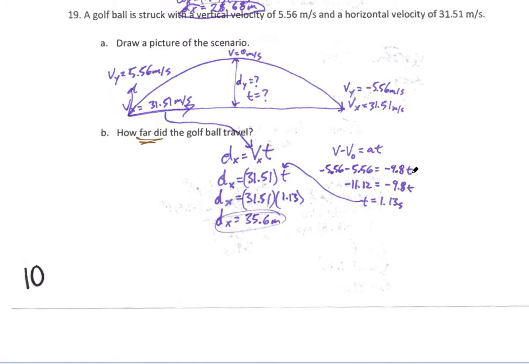I don't know what my time is, that's what I'm solving for, but now I can figure it out. So this negative 11.12 divided by negative 9.8 will give me 1.13 seconds. So I don't have to deal with cutting my time in half or doubling or anything else. This is the actual time. The reason that I know this is the actual time is because it's associated with the entire problem. The final velocity, the initial velocity. I have my final velocity and my initial velocity here, so it's taking the entire path into account.